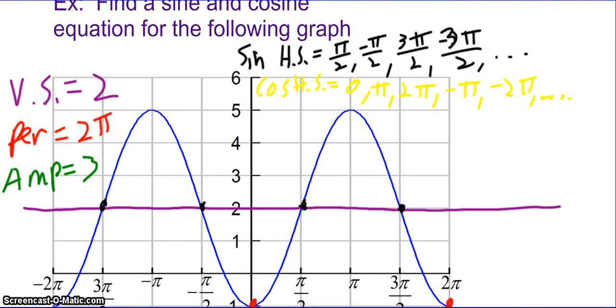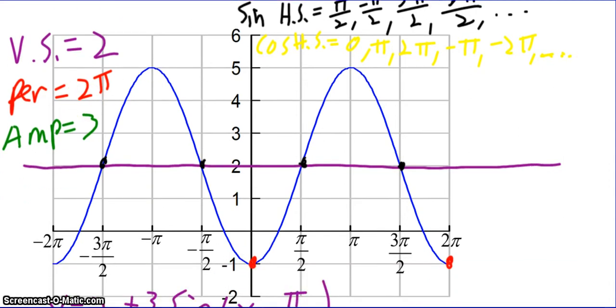So first I recognized that the vertical shift was 2, and so I drew in that line so it's easy for me to see that that is the middle of the graph vertically. Next I can see the amplitude is 3. So from the vertical shift I go up 3 and I go down 3. So therefore I know the amplitude is 3. The period I know is 2 pi.